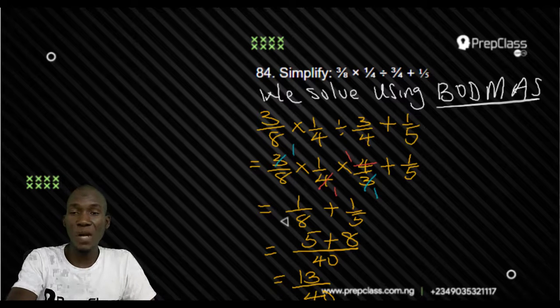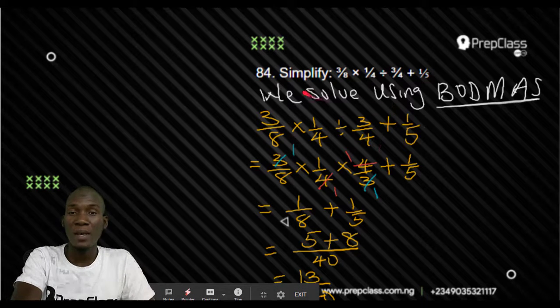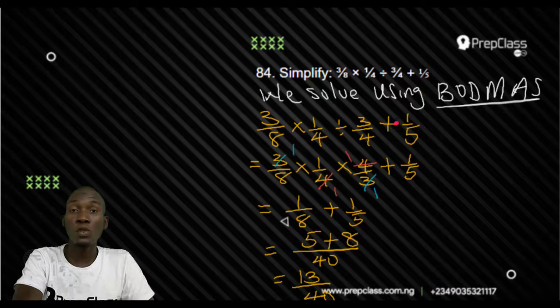Now to simplify this, we are going to solve using BODMAS. We have 3 over 8 times 1 over 4 divided by 3 over 4 plus 1 over 5. BODMAS, we start with bracket. There is no bracket, we move to O, of. There is no of, we move to D, division. So we have division here.